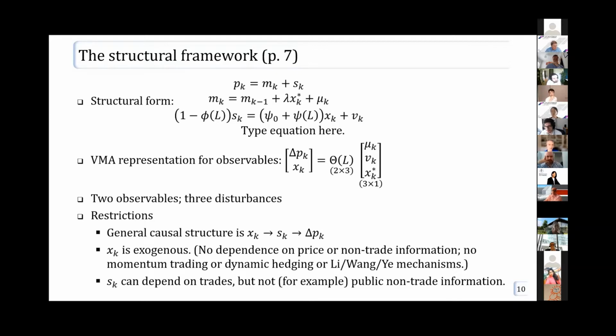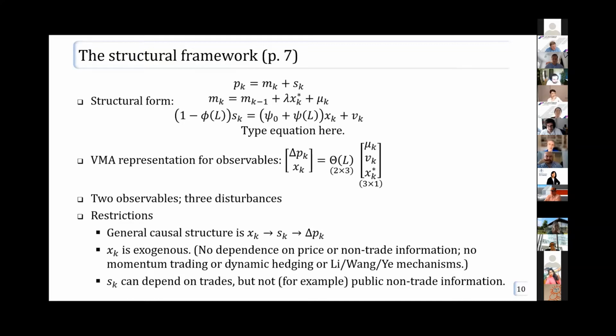some under-identification, because in our structural model, we have three sources of randomness. We have the mu, which is a public information variable. We have an innovation in the price pressure, and we also have a trade innovation, an innovation in the order flow. And I can still write down the moving average model for this, but it's not going to be identified. So we have two observables and three sources of randomness.